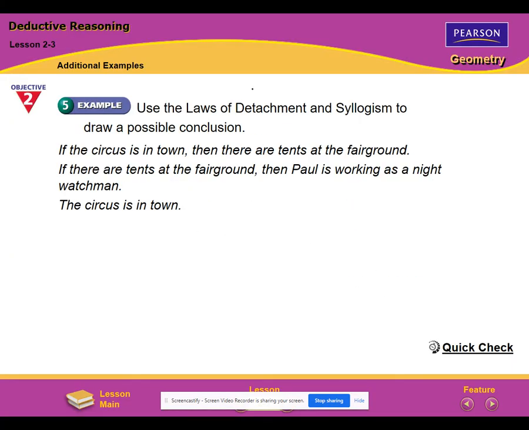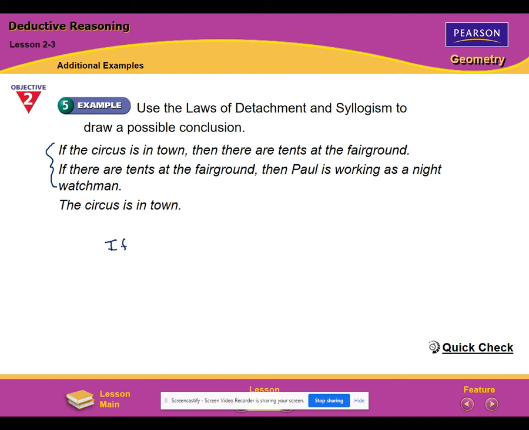Put them all together now. If the circus is in town, then there are tents at the fairgrounds. If there are tents at the fairgrounds, then Paul is working as a night watchman. The circus is in town. Okay, so this is the most information you've been given in any example. First of all, take these two, and you can come to a conclusion.